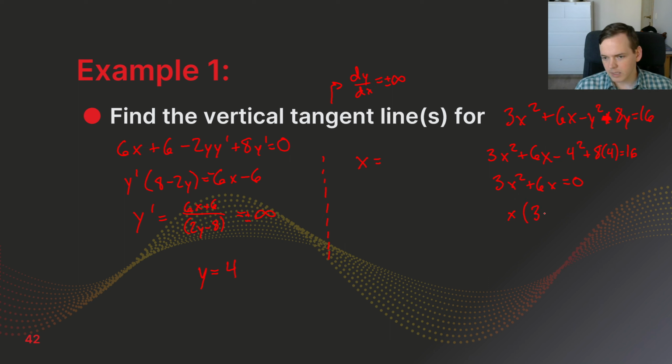This is going to work out quite nicely here. Pull out an x and I get x times 3x plus 6 equals 0. So x equals 0 and negative 2. So these are our vertical tangent lines, x equals 0 and x equals negative 2. You can go ahead and graph this function and see that at 0 and negative 2, it should indeed go vertical.